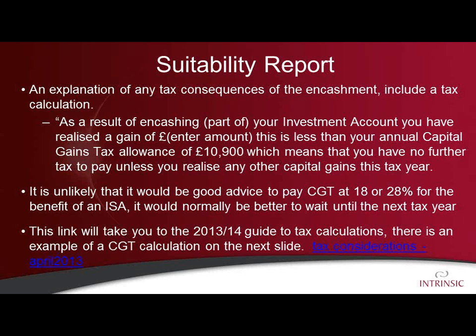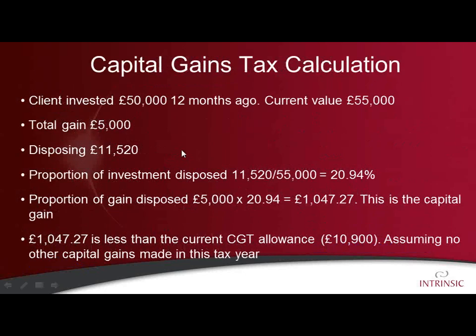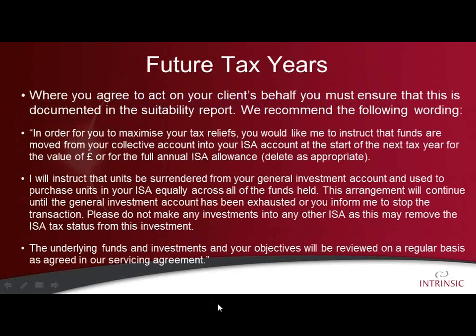Okay. Now, like I said, it is unlikely that you're going to have a CGT liability. If the client is to suffer a CGT liability at either 18 or 28%, just purely for the benefit of topping up an ISA, you would need to have a very good justification as to why you're recommending it over just waiting until the next tax year. Okay, so again, we'll go through the calculation in a second. This just gives you an example, obviously, of how to calculate capital gains tax, which I'm sure you're all aware of.